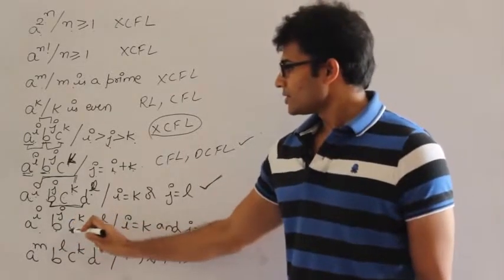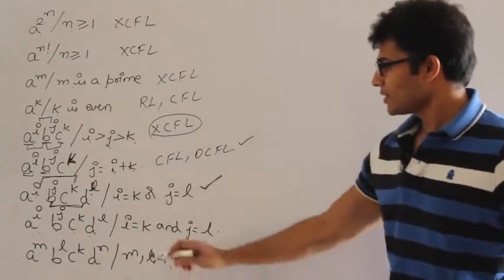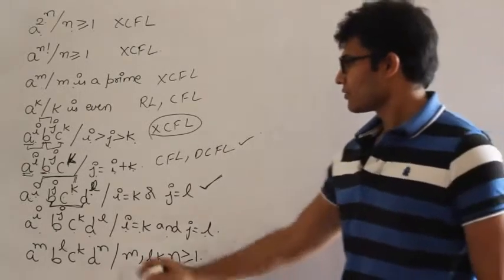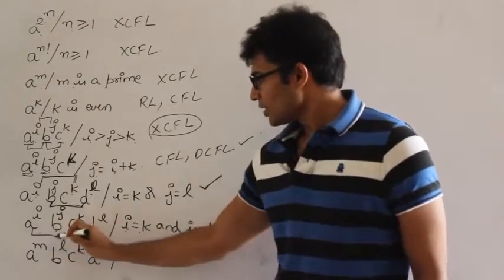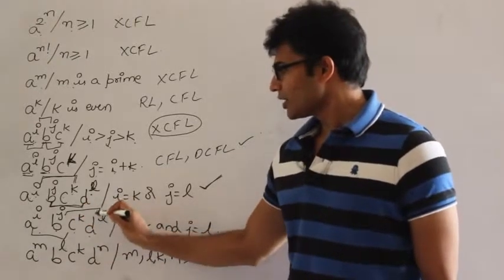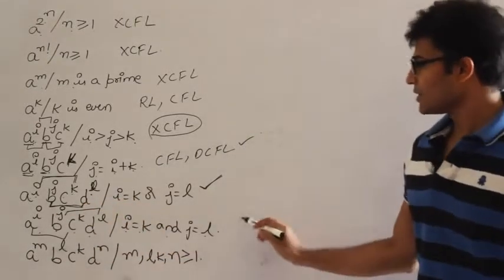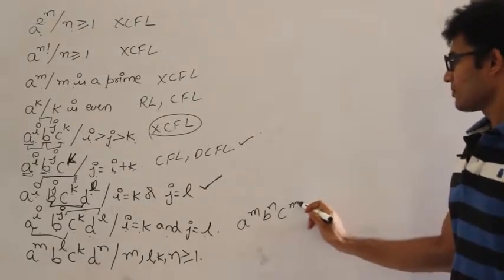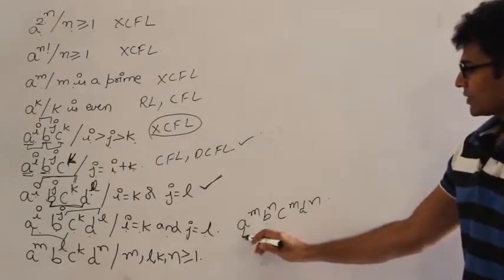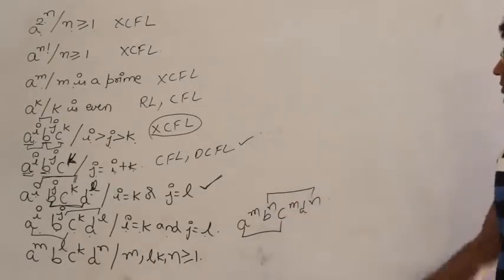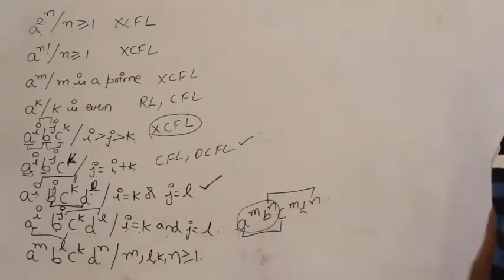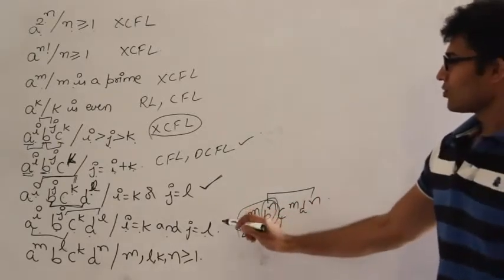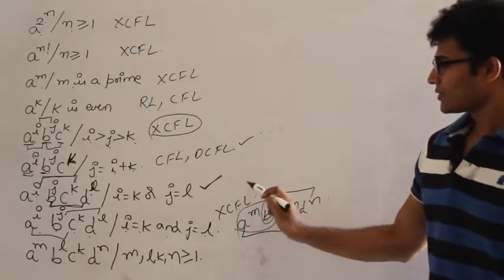A power i, b power j, c power k, d power l such that i = k and j = l. Both of them have to be compared simultaneously. It is nothing but a power m, b power n, c power m, d power n, right? So a's and c's have to be compared, b's and d's have to be compared. We have already seen that it is not possible. The reason is, I cannot compare c's with a's because b's will be on top of the stack. So this one is not a context free language.